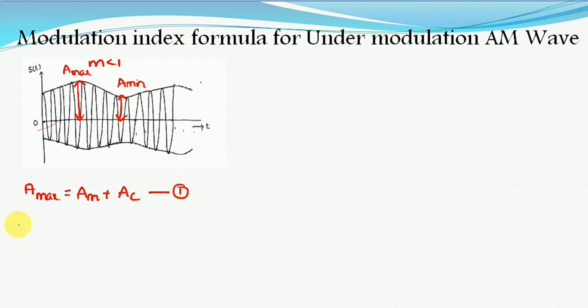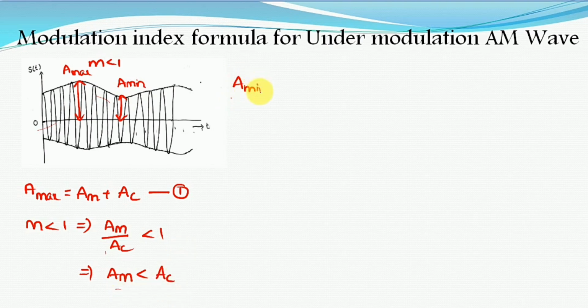Let us consider, now what is the value of A min? Here we have to maintain a point, that is, we are considering m is less than 1, which implies Am by Ac is less than 1. That is, the amplitude of the message signal is less than the amplitude of the carrier signal. So while finding the minimum value of the under modulated waveform, we have to maintain this condition, that is, Am is less than Ac. By assuming that, I can write the minimum value as Ac minus Am. Let us consider this as the second equation.